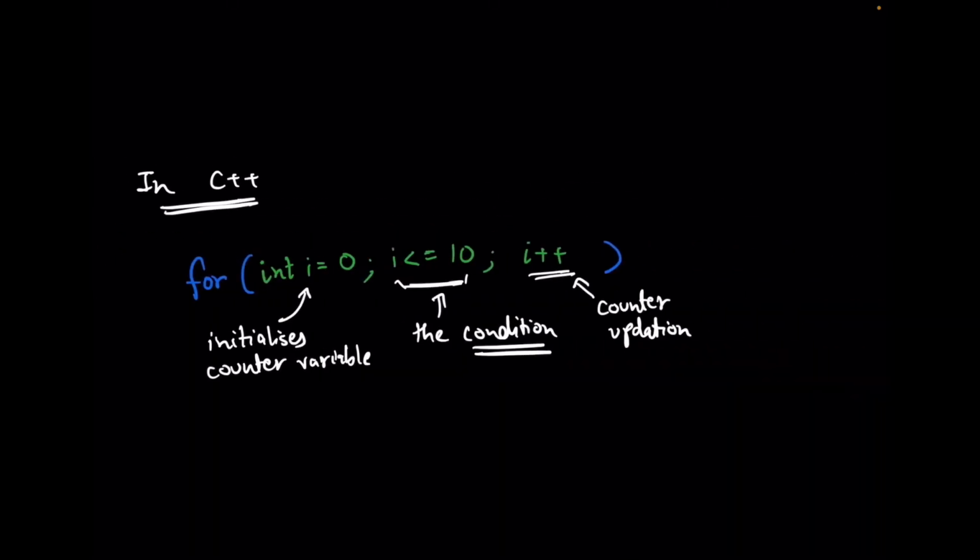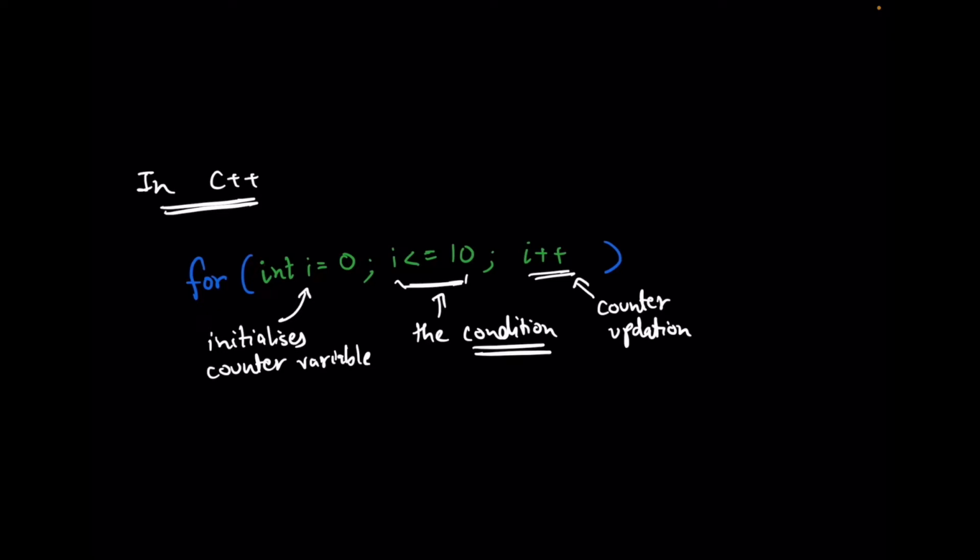The third part is the counter updation statement. So what this statement does is, after the loop has been run once, it updates the counter variable I based on what statement is written here. So the statement written here is I plus plus, right? This means that once the loop has been run once, it will increment the variable I by 1. But instead of writing I plus plus here, you could write different things too. You could write I plus is equal to 2, which means it would increment the value of I by 2 every time the loop is run once. Or you could also write something like I is equal to I into 2, which would double the value of I, and so on. Okay.